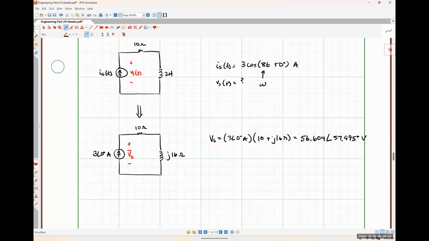Technically speaking, I'm not done because we were trying to find Vs of t in the time domain. So how do we go back from the phasor domain into the time domain? Keep our magnitude, 56.604, throw back in our cosine omega t, and then introduce our phase angle. Done.